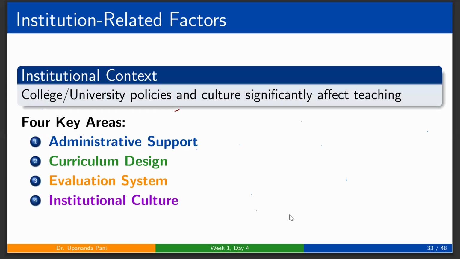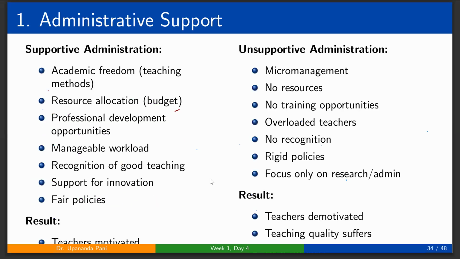Now, institution-related factors. Institutional context: college and university policy and culture significantly affect teaching. There are four key areas: administrative support, curriculum design, evaluation system, institutional culture. So these are very important. You cannot skip any one of them.